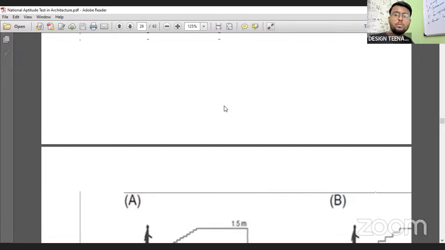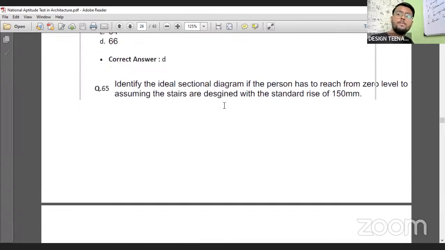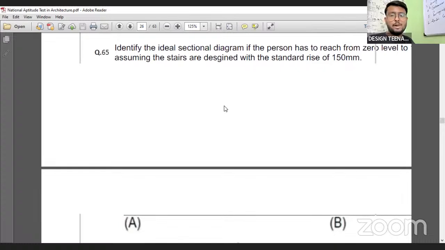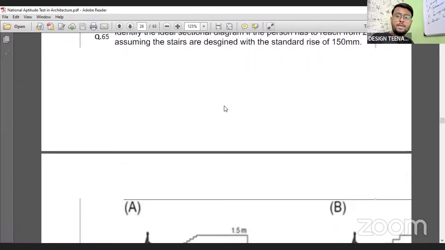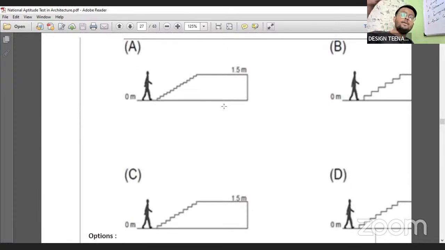150 mm. The question is given in this way so that you make a mistake in calculation. 150 mm means 15 centimeter is the height of each staircase. The total height of the position where you are reaching is 150 centimeter. 10 staircases are required.